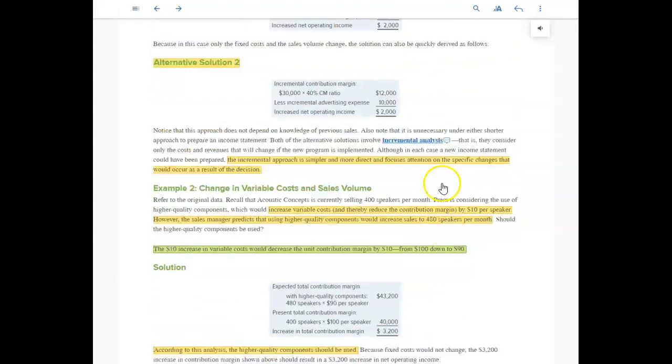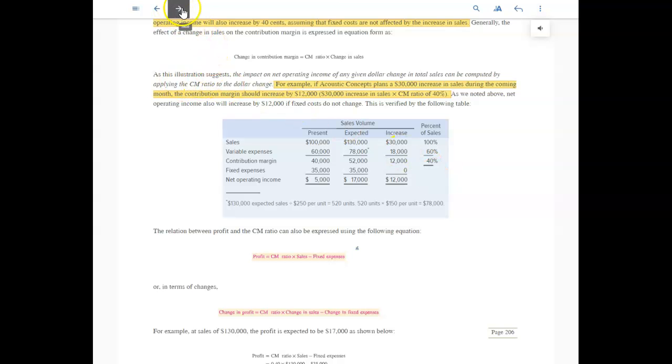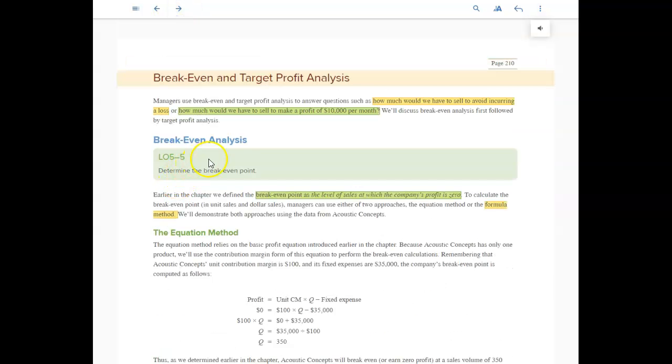Okay, so that was an in-depth look of a cost volume profit analysis with several examples. Next page.